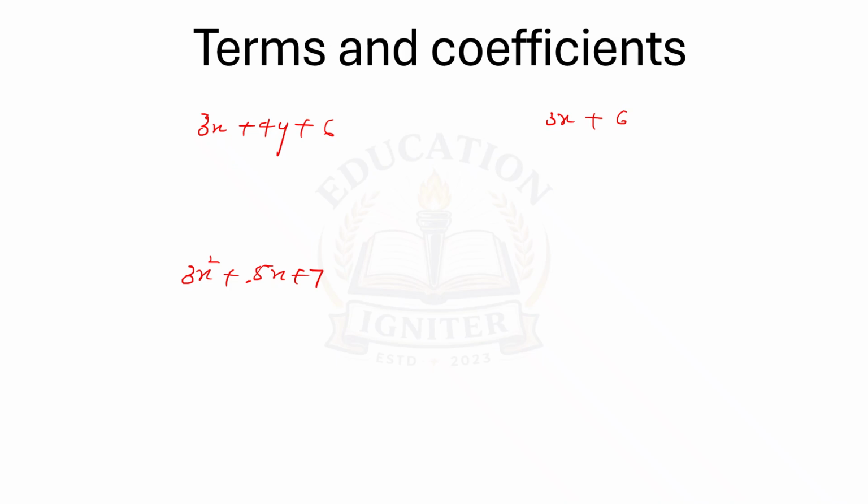The multiplication of variable and the combination and the constant, this complete is known as a term. So if we are talking about this, how many terms are there? There are 3 terms in this polynomial, and in this polynomial there are 2 terms, and in this polynomial there are 3 terms.